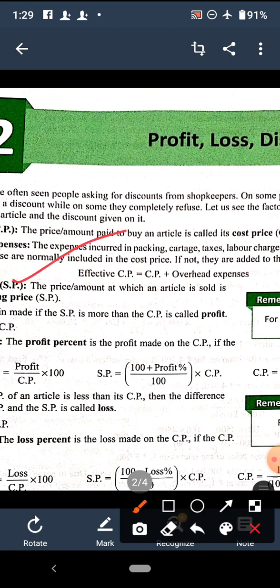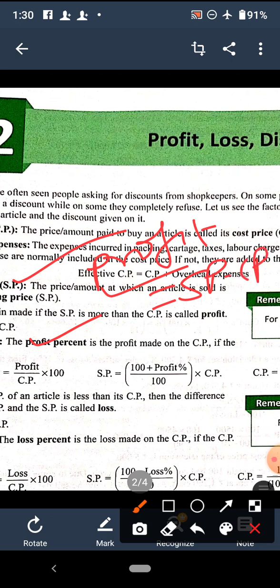Then next is SP, that is selling price. The price at which the article is sold is known as the selling price. Then there is the profit. Profit is the difference between the selling price and the cost price.